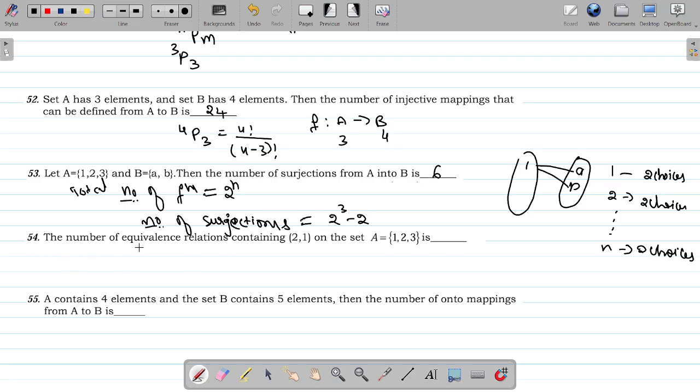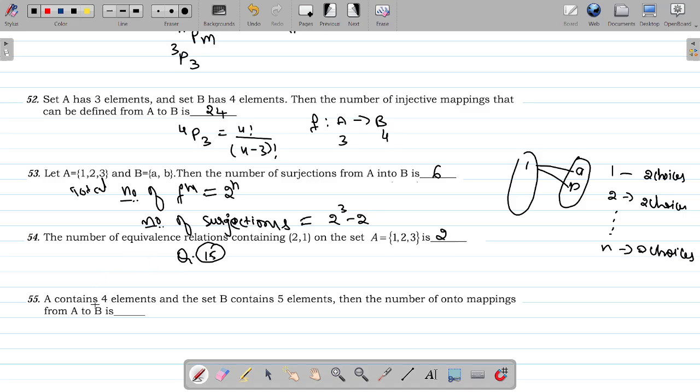Next question. The number of equivalence relations containing (2, 1) on the set A equal to {1, 2, 3} is. Okay, so this is similar to question number 15. Question number 15 we have solved, right? It is similar to that. You can go through that question. It is in the first part of the video. Answer for this will be 2.